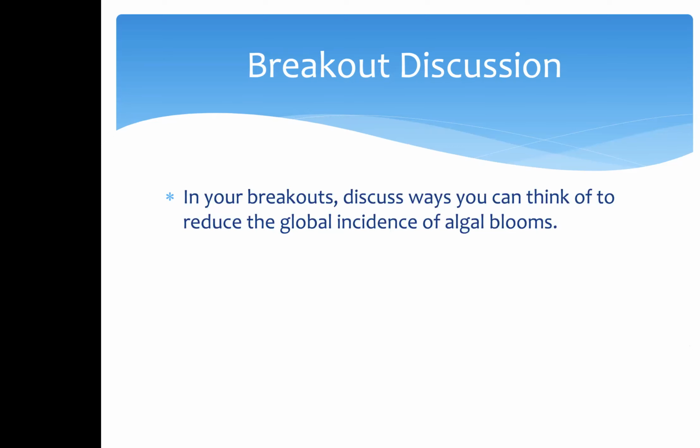We also mentioned limiting fertilizer use. Maybe, if that's not super possible all the time, they could find a way to limit the runoff from fertilizer into the oceans. And then we also talked about thinking about some kind of competition for the algae to prevent the algal blooms.